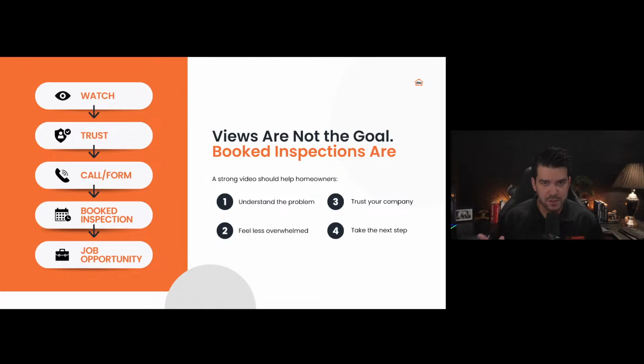So throughout this training, just keep in mind, video by itself does not book the inspection. Trust books the inspection. Clarity books the inspection.